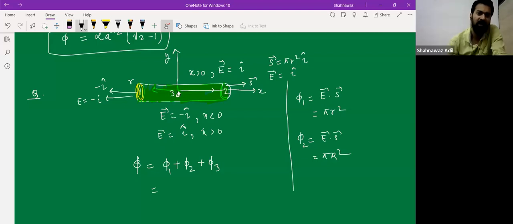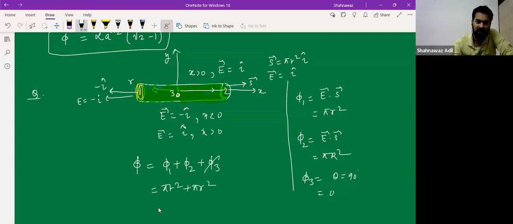And for the curve part, you see that the surface area would be in this direction, right? So this would always be perpendicular to this electric field, right? So theta is 90, so this is 0. So this is pi R square, and this is pi R square. So the total is 2 pi R square. Understood?